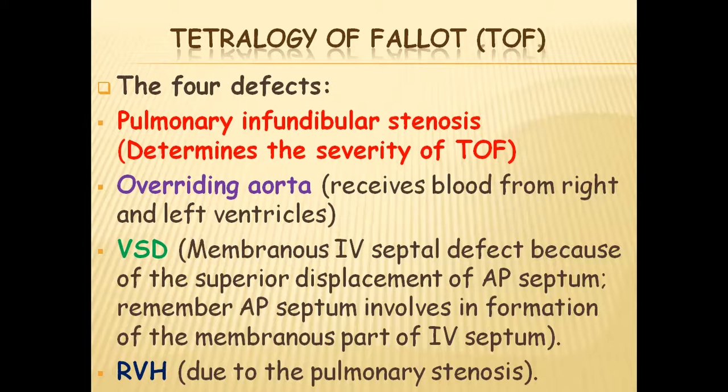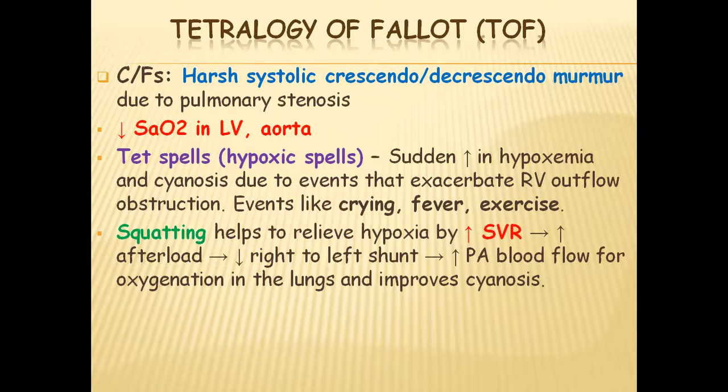We also have the ventricular septal defect. So the membranous interventricular septal defect because of superior displacement of the aortic pulmonary septum. And then remember, the aortic pulmonary septum is involved in the formation of the membranous part of the interventricular septum. And then lastly, right ventricular hypertrophy. And then this is due to the pulmonary what? Stenosis.